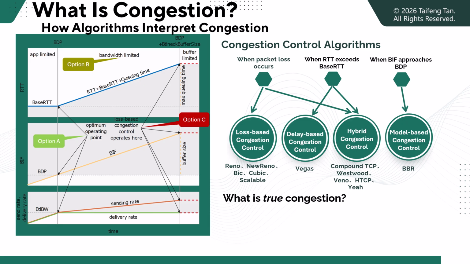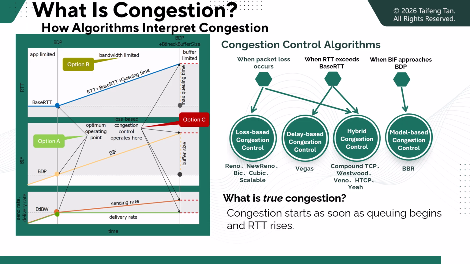But from the perspective of network dynamics, the situation is clearer. Realistically, congestion starts as soon as queuing begins and RTT starts to rise. So from the moment RTT climbs above the base RTT, you're experiencing congestion. In other words, once queues begin to build, the network is already in a congestion state. This understanding is not only more faithful to reality, but it is also the foundational concept behind BBR. It helps us better understand network conditions and performance.